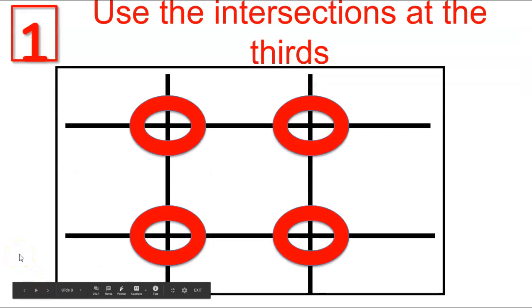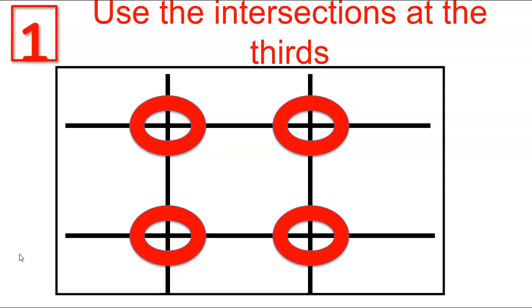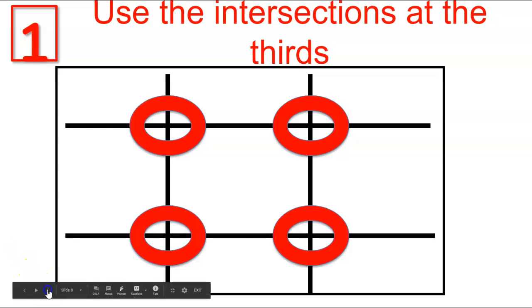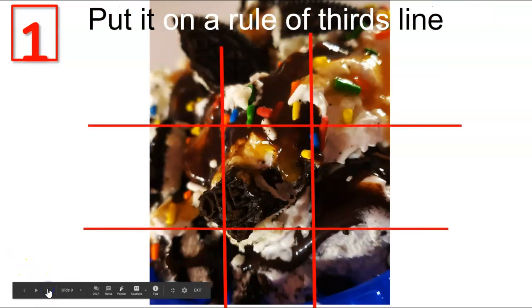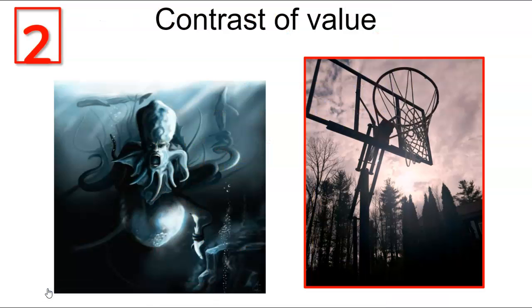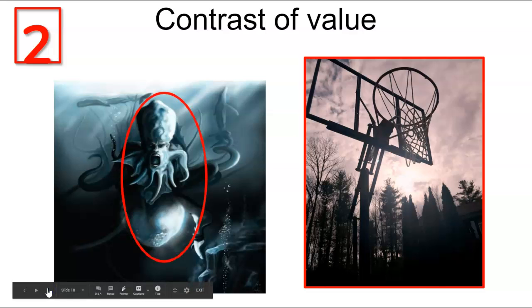Putting it at the intersection of the thirds makes your focal point really stand out nicely, rather than putting it in the middle, which is really only effective if you're creating a symmetrical composition. Using a contrast of value at your focal point: areas of highest contrast will attract the viewer's attention.